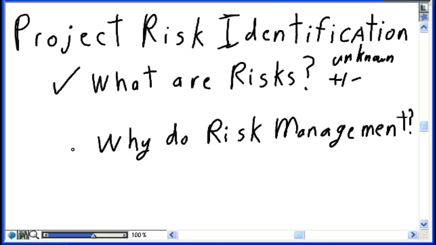We talked about what risk management is all about, why it's important that we do risk management, why it's important that we put processes in place to minimize and mitigate the impact of risks on your project, to maximize and ensure that opportunities happen on your project, and the goal is to ensure your project delivers on time and on budget.